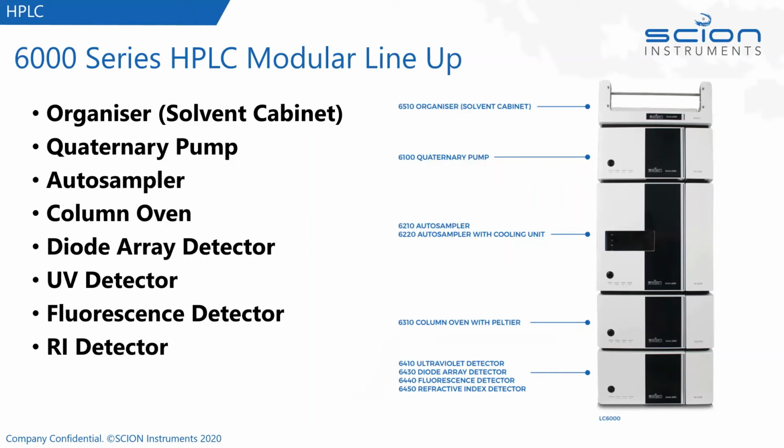So this is our LC6000. And at the moment, we offer a choice of 4 detectors. I will go through each individual module in the next few slides. But obviously at the top, we have our organizer or the solvent cabinet, a pump, an autosampler, which can be standard or it can have a cooling unit installed. We have a Peltier-based column oven and then a choice of up to 4 detectors. In terms of autosampler, we do offer manual injection as well, so an autosampler is not a requirement if it is a low throughput laboratory.